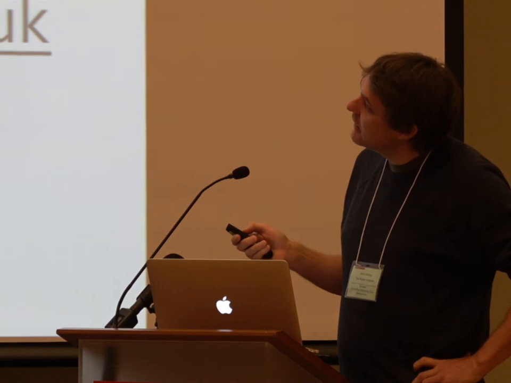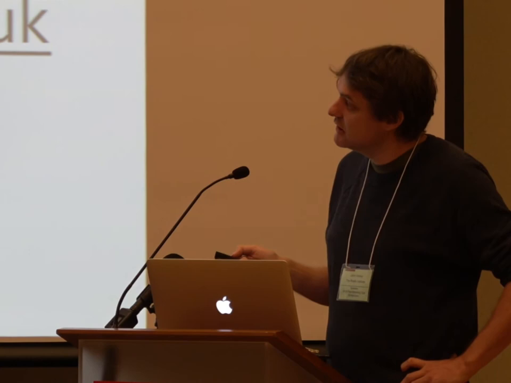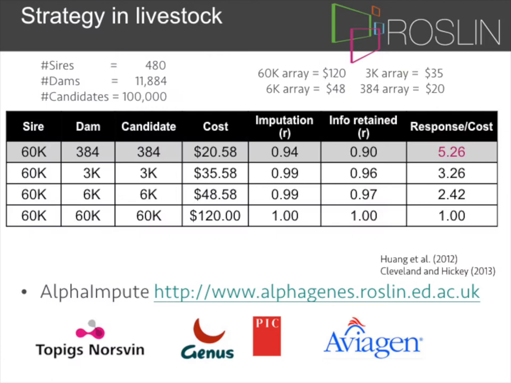When we run the imputation algorithms that we developed, we got different imputation accuracies going from 0.94 up to perfect imputation if everybody was genotyped with the high density. We then produced breeding values with the true high density markers and then reproduced the breeding values with the imputed high density markers, and we called the correlation between those two breeding values the information retained in imputed genotype-driven breeding values. So when you're genotyped at 60K, you retain all of the information. When you're genotyped at 384, you retain 90% of the information.